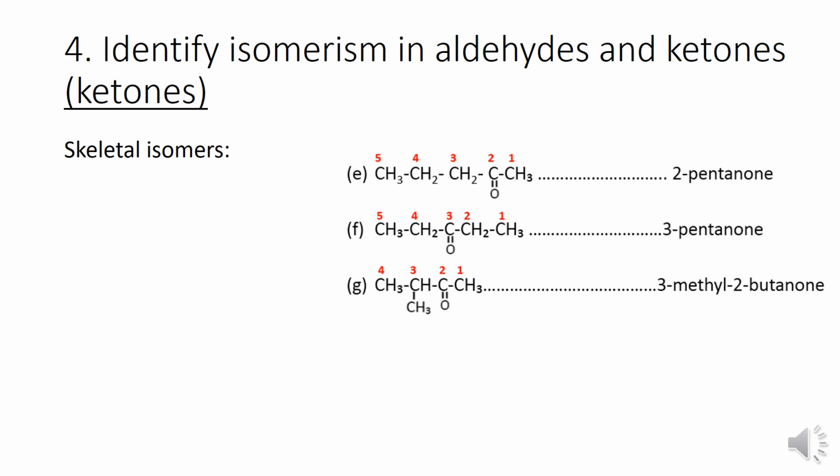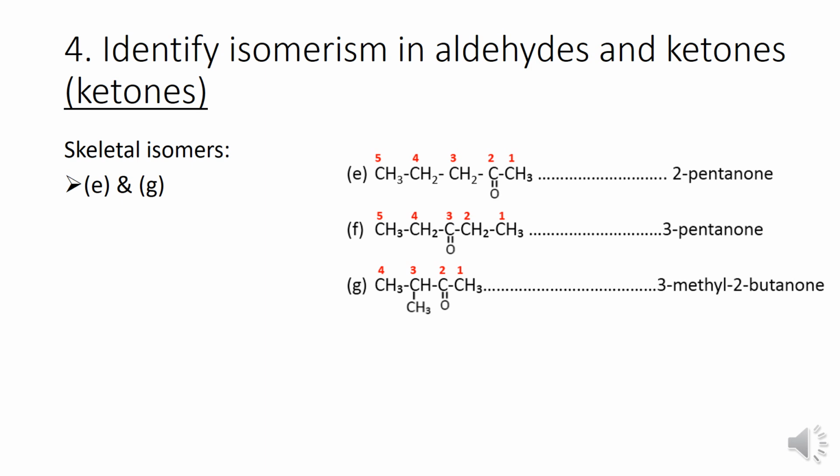So first let's take the skeletal isomers. Observe them well. We have E, where the carbonyl group is on the second carbon, and G, the same position of the carbonyl group, but E has 5 carbon atoms. In G, the main chain is reduced to 4 carbon atoms, and we have the alkyl radical. So what can we call E and G? They are skeletal isomers. Okay?